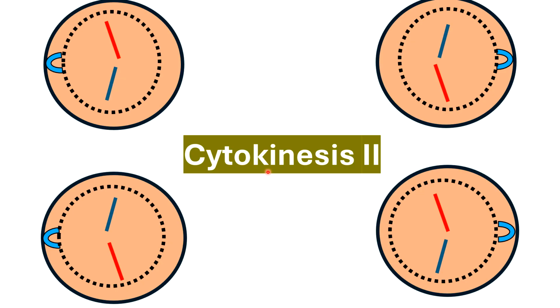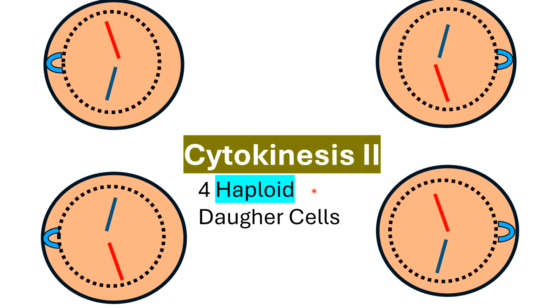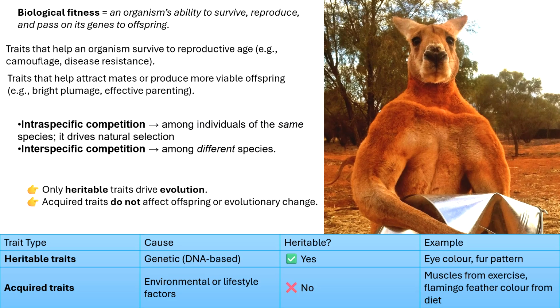4 cells. We went from diploid to haploid. And again, the number of chromosomes has divided. It went from 8 chromosomes to 4 chromosomes, and now 2 chromosomes per cell. Wow. 4 haploid daughter cells is the final product of this division. We're on to the actual ecosystems topic.